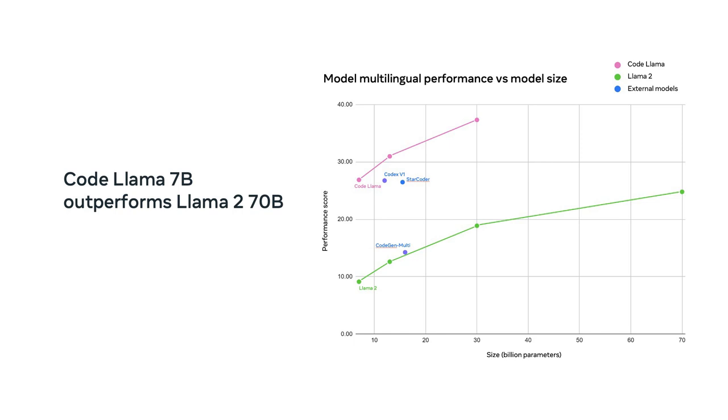It is also roughly on the same level as Codex V1 and StarCoder, which is the previous best open model, despite having fewer parameters than them. When it comes to our 13 billion and 34 billion models, they clearly outperform other open models for code generation.